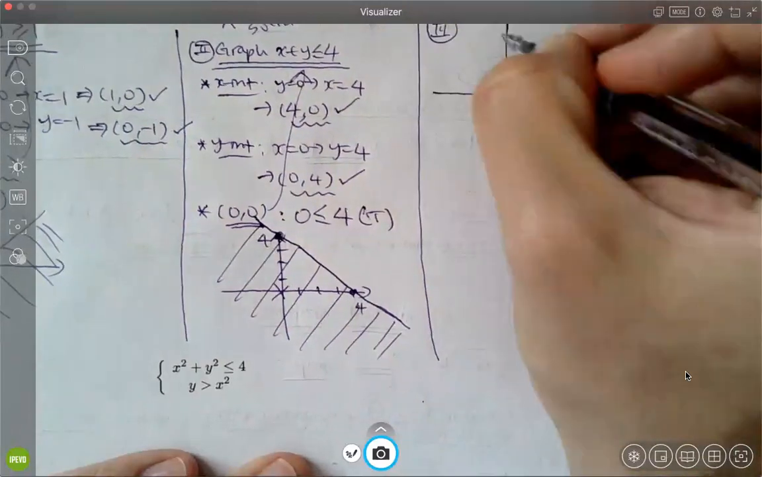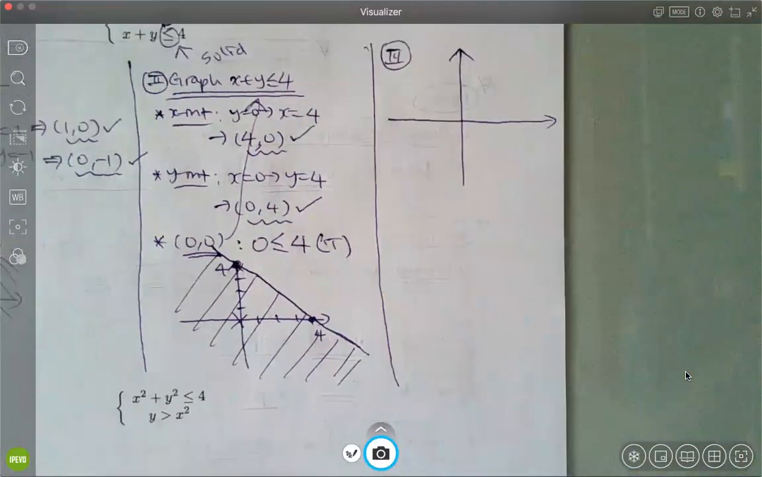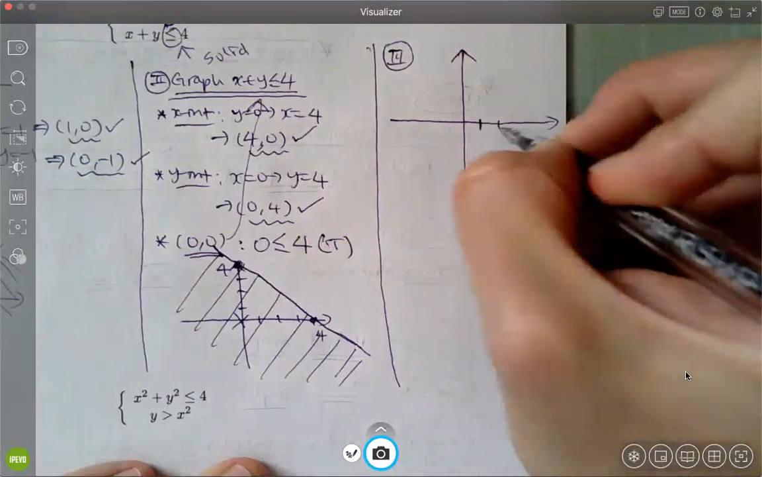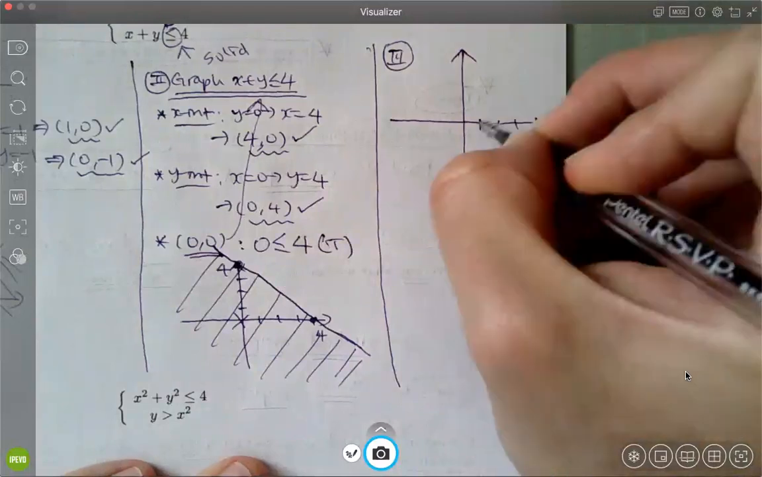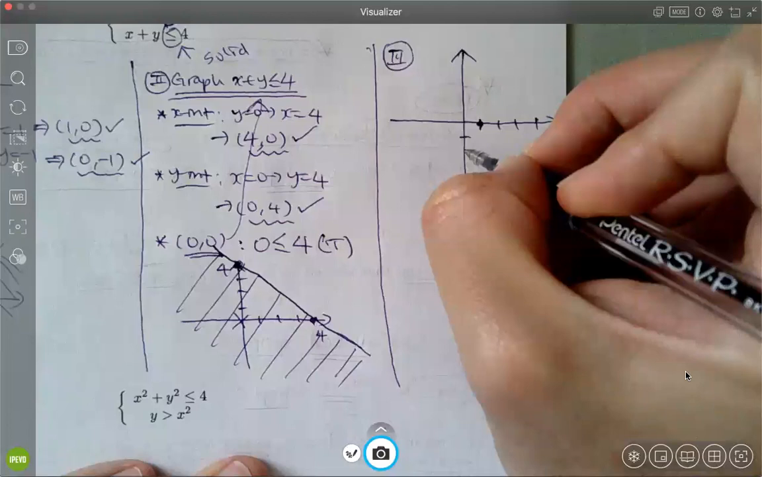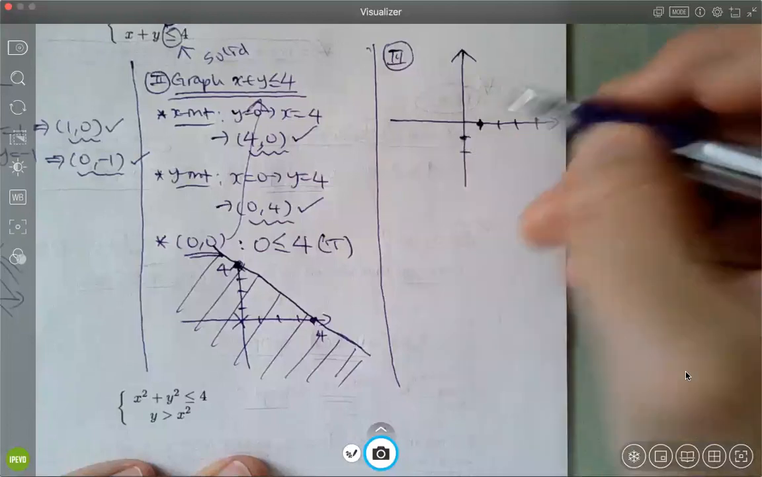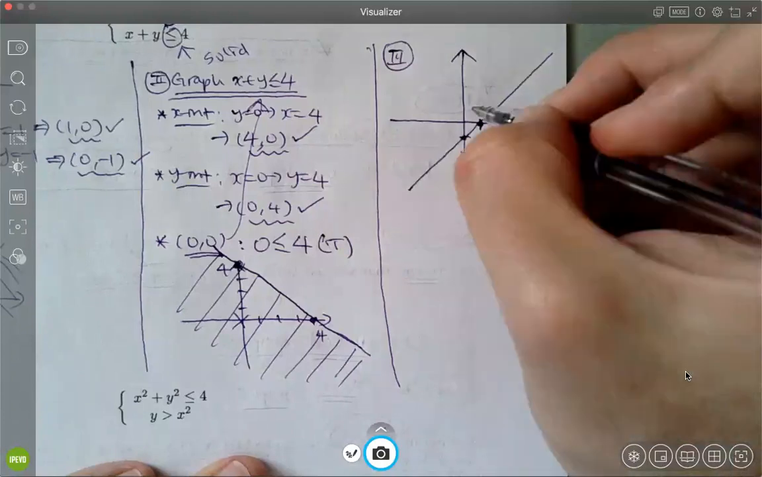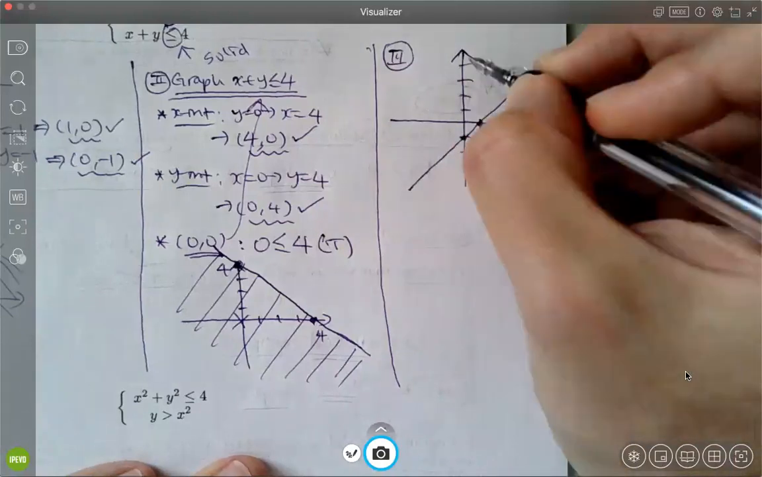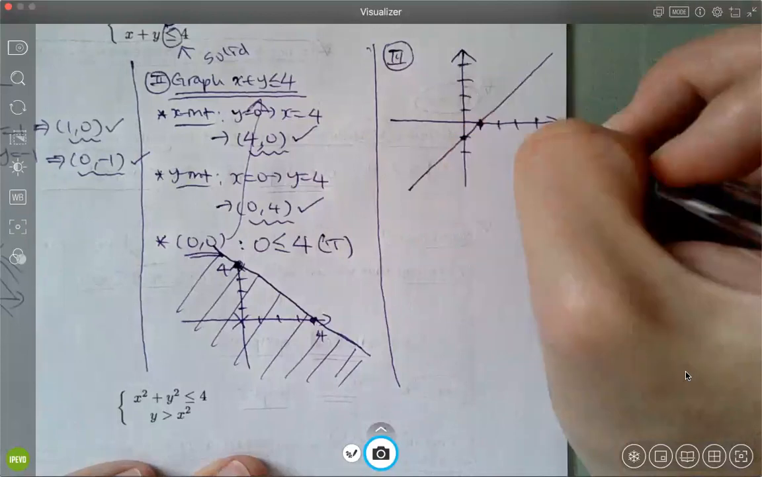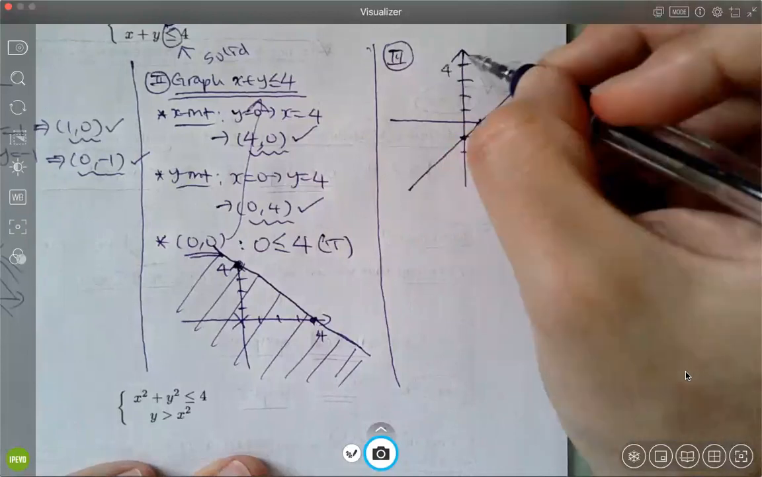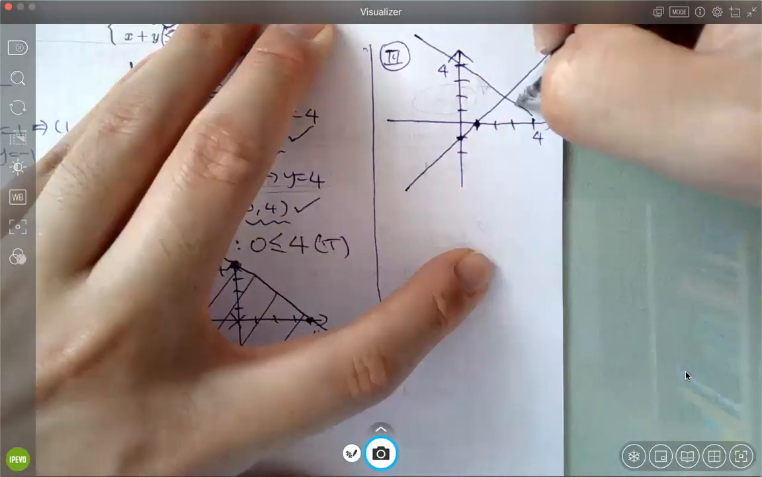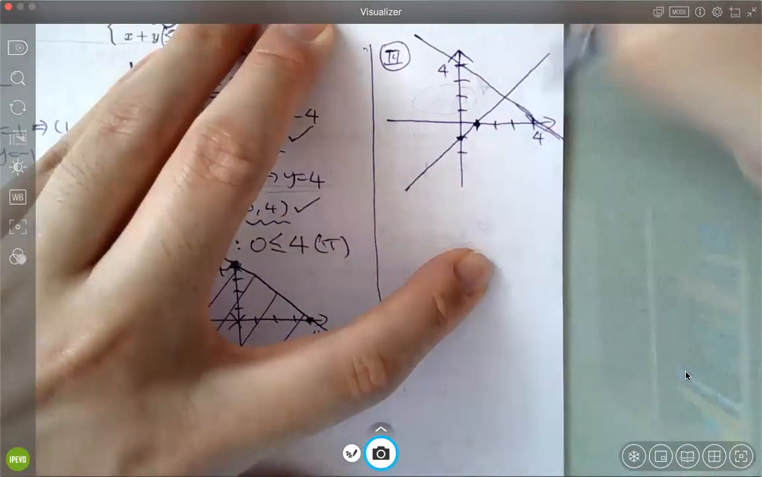Okay. And then the first line, it passes (1, 0) and then it passes (0, -1) right there. Okay, so that was the first line. And then the second line, okay, so it's just this one. Something like this. Okay.